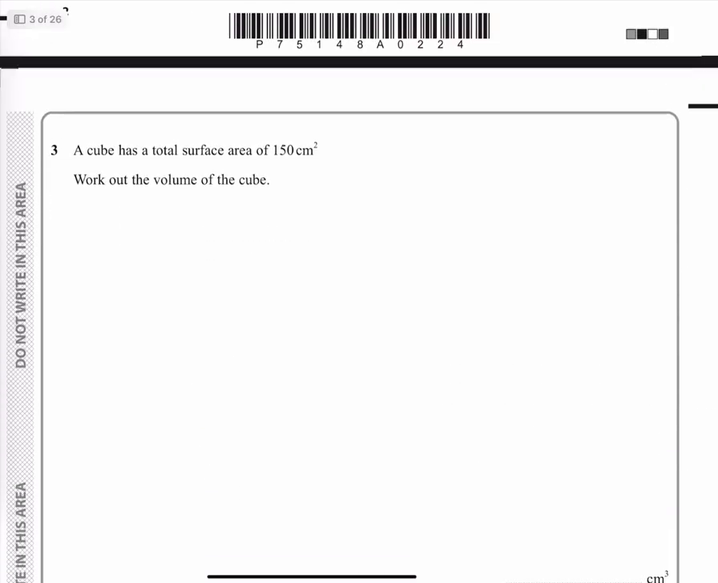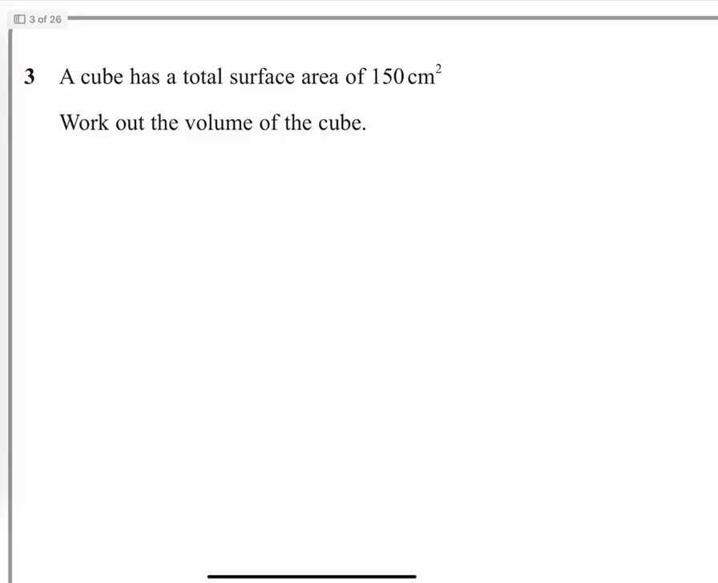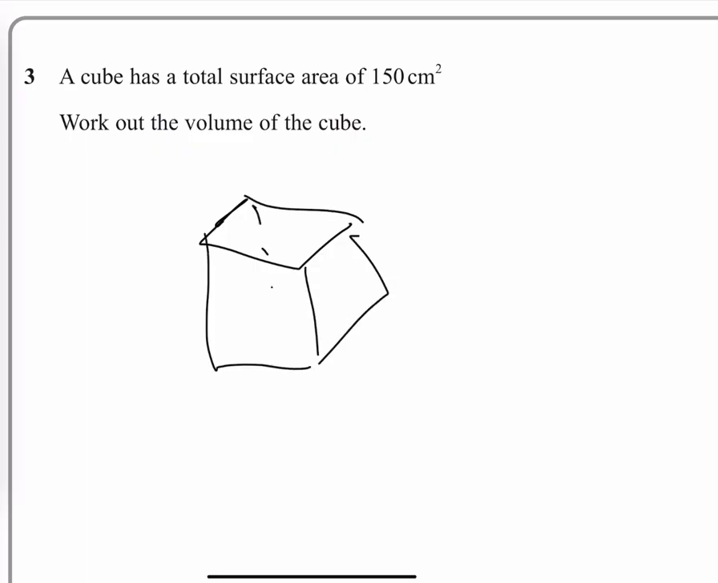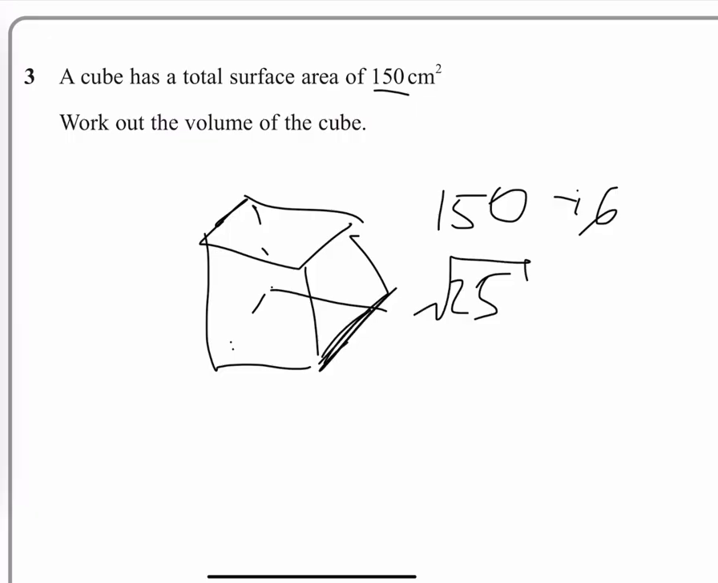Cube has a total surface area of 150. What's the total volume of the cube? Okay, so cube has got 6 sides, yes? So we divide this by 6 to get the area of one side, which will give me 25, which means square root that. So we get that the length is 5. So then we cube this to get 135 is the volume.